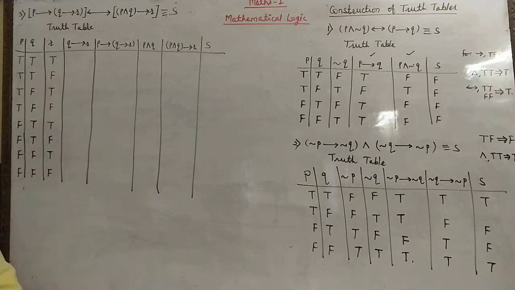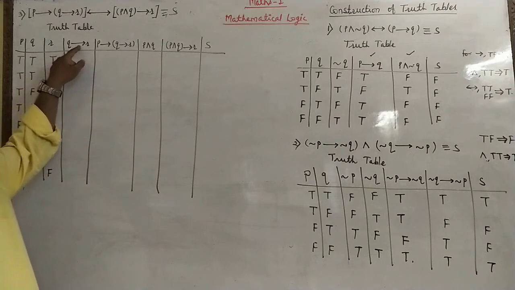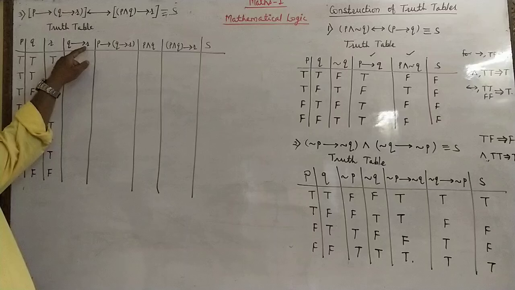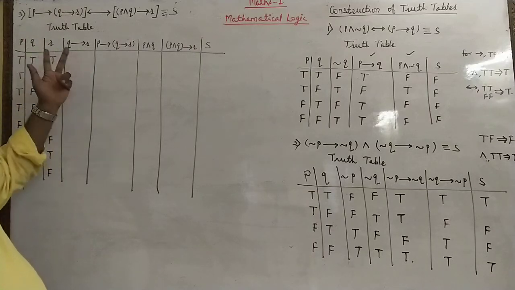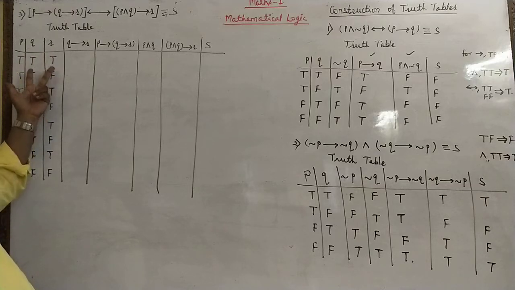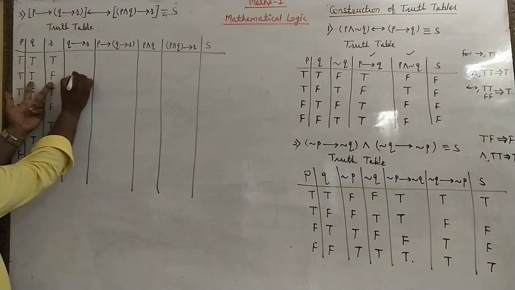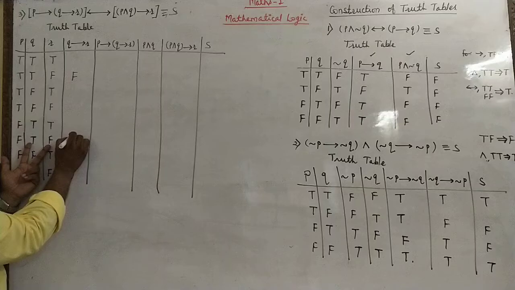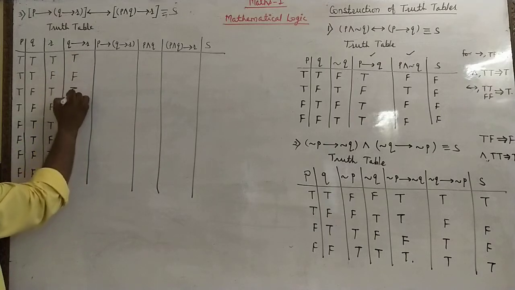Next column is Q conditional R. For the connective if then, what is the condition? First true, second false, then it is false. Here Q is true and R is false, then Q conditional R is false, otherwise true. Now check where this condition is satisfied. This condition is satisfied in the second case, that is false. Also it is satisfied here, this is also false, and remaining are true.